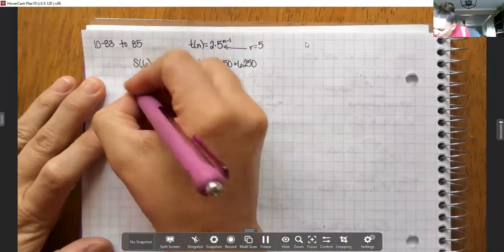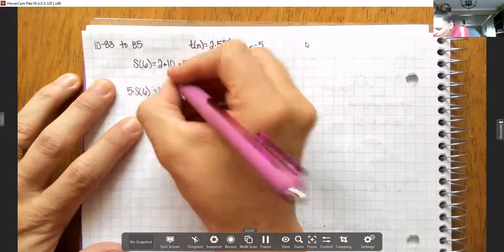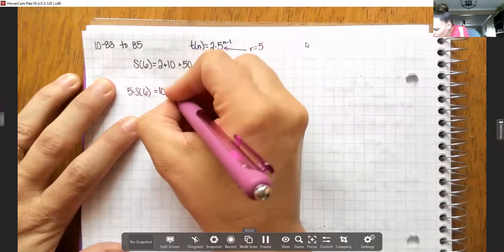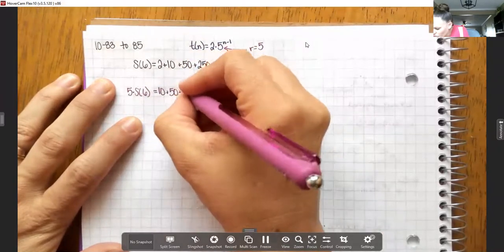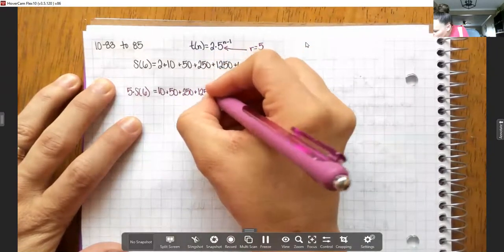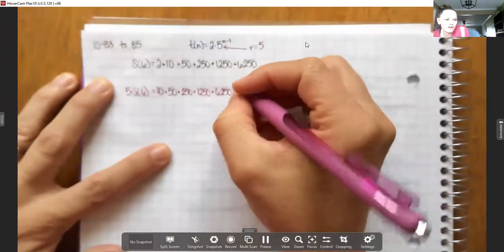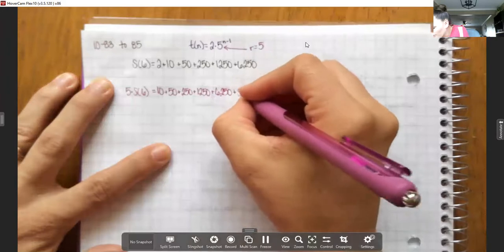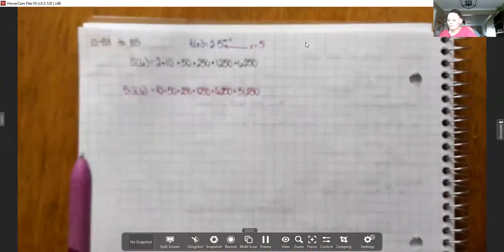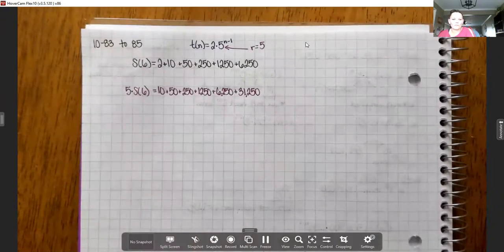So 5 times S of 6. If I multiply 2 times 5, I get 10. 10 times 5 is 50. 50 times 5 is 250. 250 times 5 is 1250. 1250 times 5 is 6250. 6250 times 5 is 31,250. So I just multiplied by the multiplier.